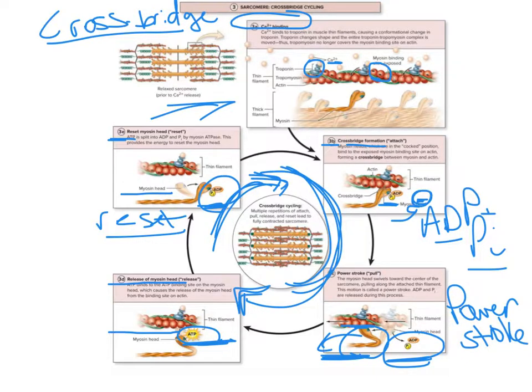So the calcium has the actin site exposed, so myosin can bind to it. You end up getting the power stroke. You release the ADP and inorganic phosphate. ATP then comes and binds to release the myosin head. ATP is split to reset the myosin head, and then it can bind again and just keep cycling.